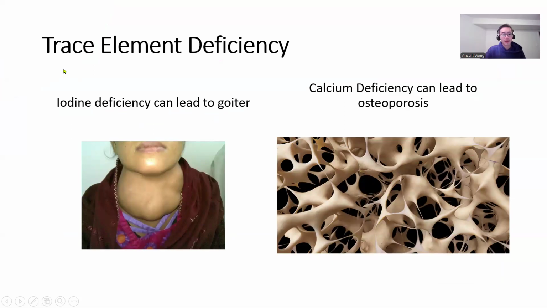Okay, moving on. Here are two examples of deficiency. Iodine deficiency can lead to goiter. So you have a gland here in the neck. It is called the thyroid gland. It makes hormones that help you regulate metabolism. So when people don't have enough iodine, the thyroid gland can get big, and it leads to this swollen gland here called a goiter.